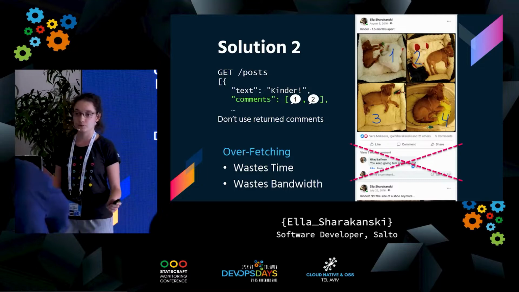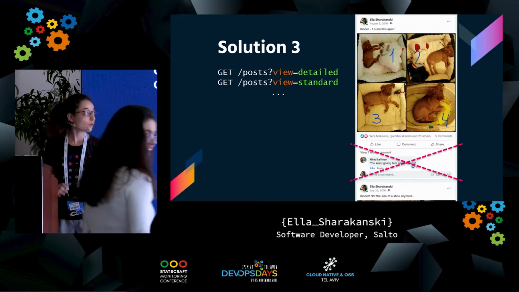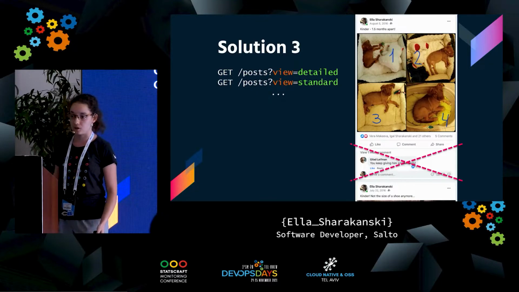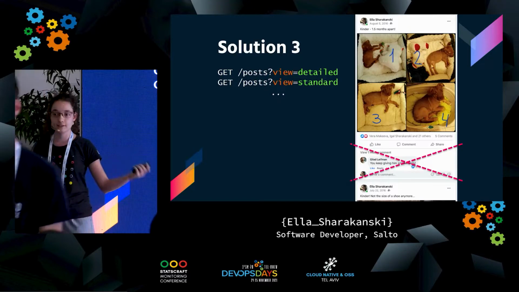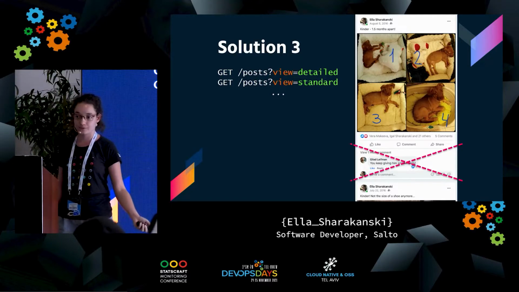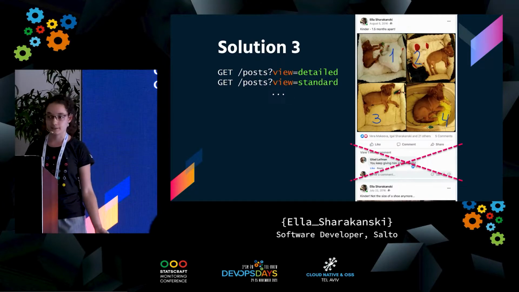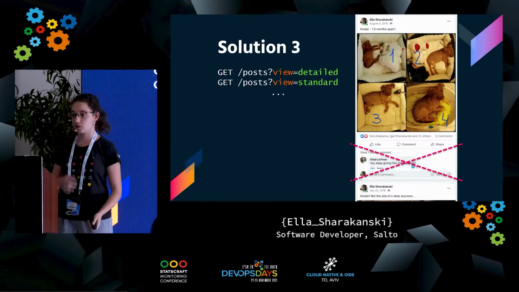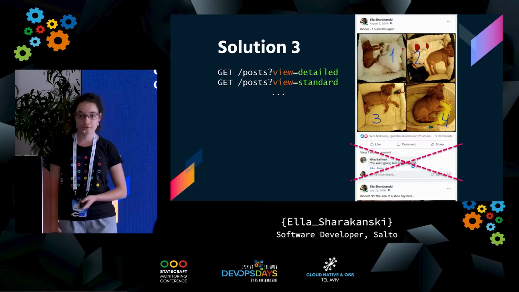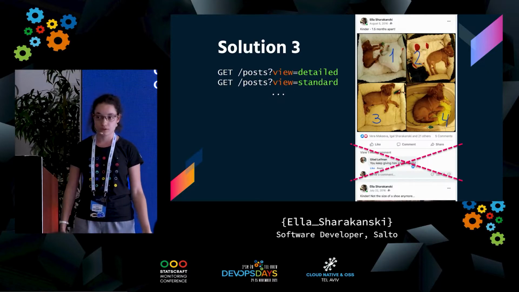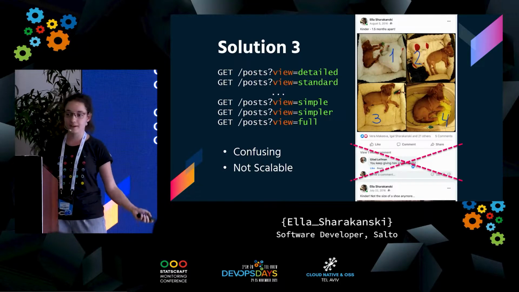So let's take a look at solution number 3. You can have a parameter view, and when view equals detailed, then you will return comments, and you will use this view in the website, and you'll use the standard view in the app, and in that view, you won't return comments. The thing is, there are many possibilities. Maybe you want to show the top likers of a post, and maybe you don't. Maybe you care about the author, and maybe you don't. So you'll end up having many views, like simple and simpler and full.